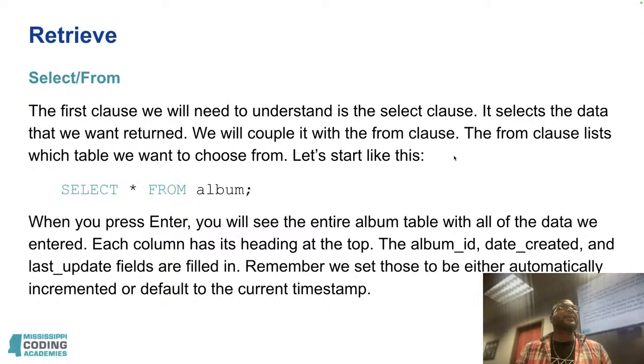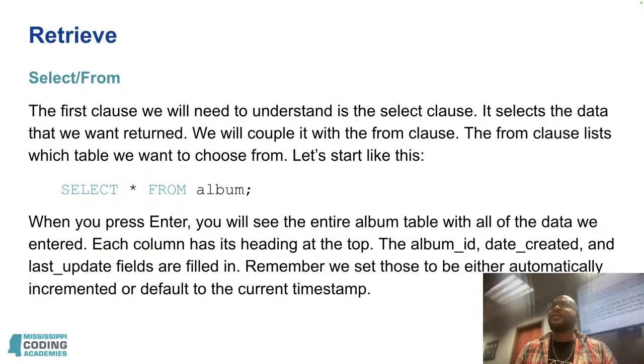And so, select from. The first clause we're going to need to understand is the select clause. It selects data that we want returned. Right now we're going to couple it with the from clause, and the from clause lists which table we want to choose from. So we're saying essentially, hey, give me this data from this table. That's what we're doing. So let's try this.